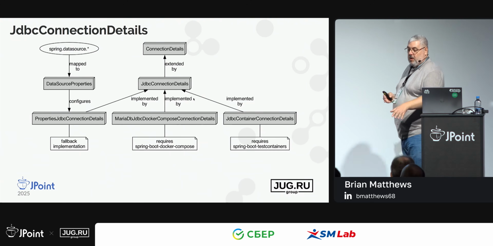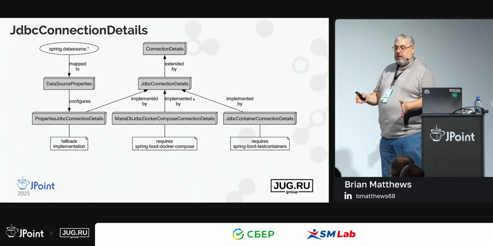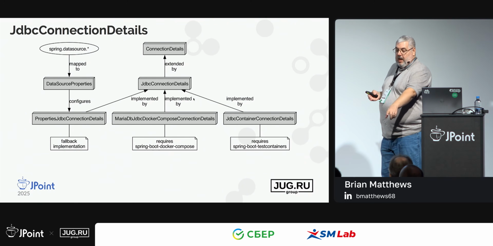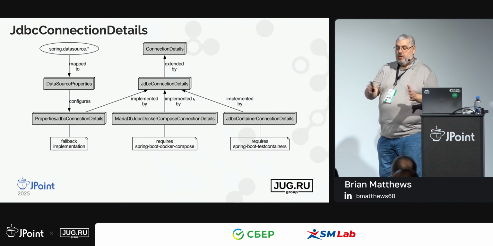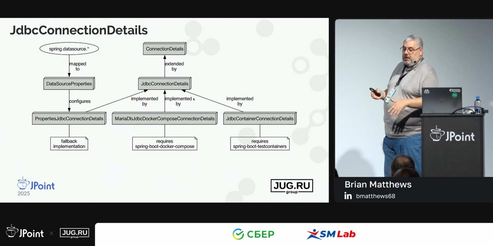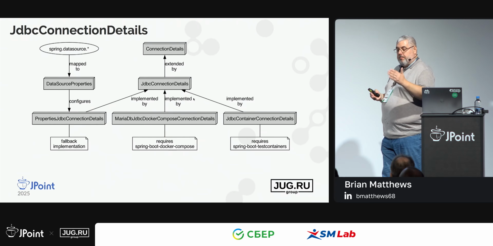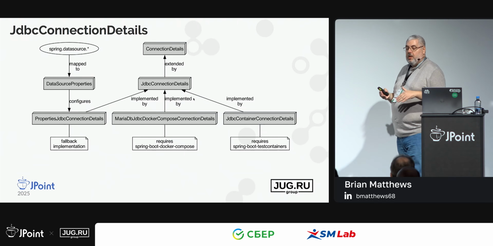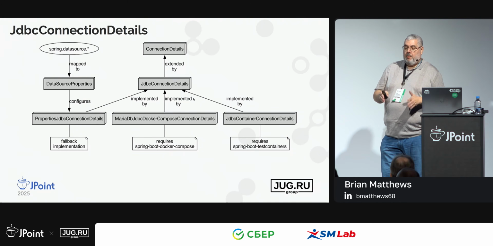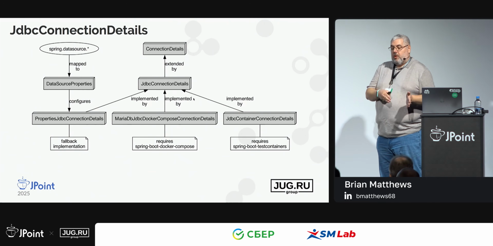So talking about it diagrammatically, the JDBC ConnectionDetails is what you use to connect to any JDBC database. If you're not using the feature, you just use the properties as before. They get mapped to the data source properties bean, and then the data source properties bean configures the ConnectionDetails object. And that is always in there. So no matter what system you have, there's always going to be a version of the ConnectionDetails that is driven by the properties.